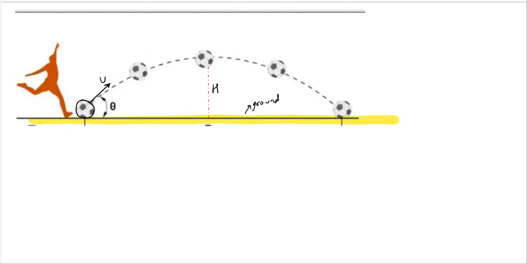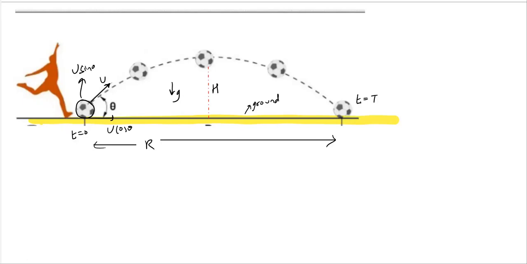At t equals 0, we have projected it. After some time, t, it will come and strike the ground. We define this as the maximum height of ascent. Then what about the range? This particular thing will become the range. And this particular thing is the time of flight. Because gravity is acting, and this is u cos theta, the initial projection. After some time, the velocity will be v1x, v1y, and v1.